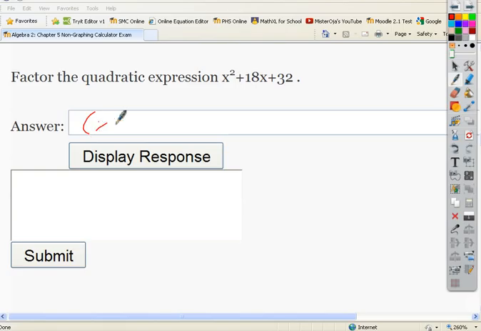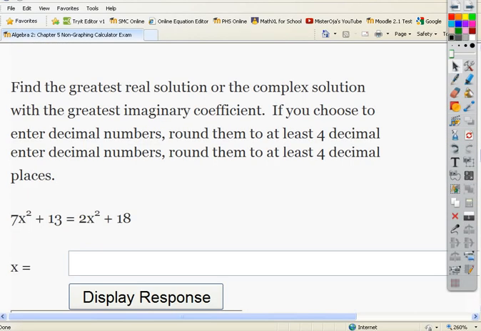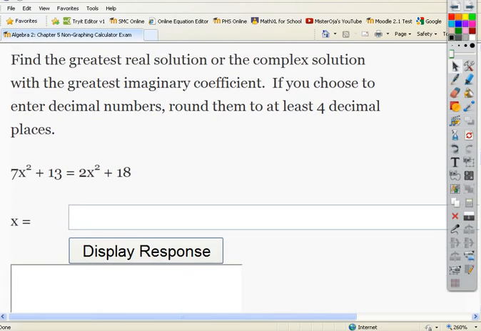Let's read the directions on this. Find the greatest real solution or the complex solution with the greatest imaginary coefficient. So, meaning the plus sign in the plus or minus square root part of the quadratic formula, right? I would not recommend the decimal answer. It ought to work, but just enter it as an exact answer, and you're guaranteed to get it right.